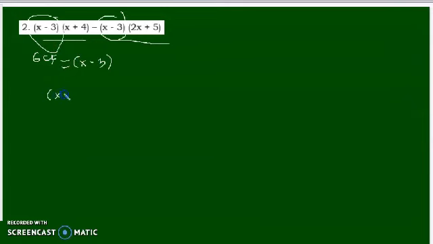So we have x minus 3 times the quantity of x plus 4 divided by the quantity of x minus 3. So cancel x minus 3, that one becomes 1 over 1. And then multiply all remaining factors. So 1 times x plus 4 is x plus 4 over 1, or simply x plus 4.